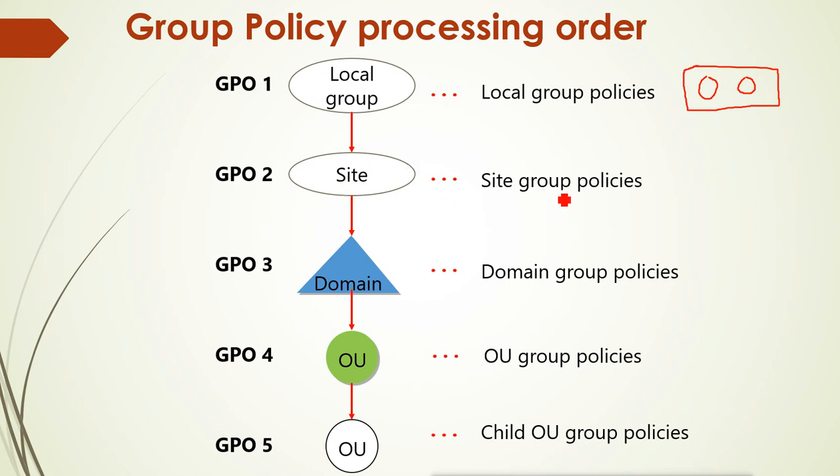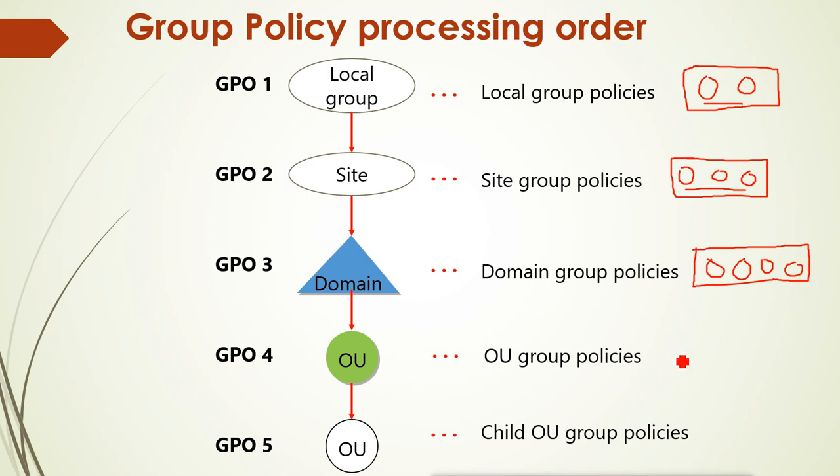If the computer belongs to this site, the policies configured for the site will be processed. For example, we have configured 3 policies here, 1, 2 and 3. So 2 policies are coming from the local group policy, and then 3 policies from the site policies. Then next it is going to process the domain policies. On the domain we have configured 4 policies here, 1, 2, 3 and 4.